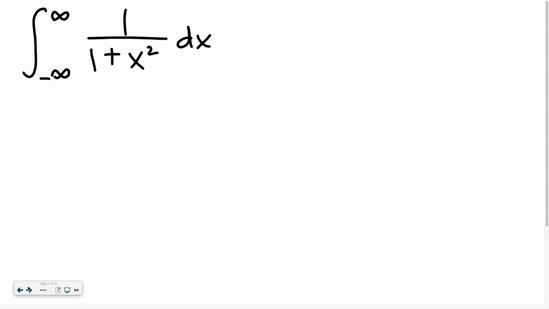So 7 would not be a great place to go. If I'm going to break this up and my antiderivative is going to be arctangent, I think 0 would be a much better choice. So I'm going to break this up.